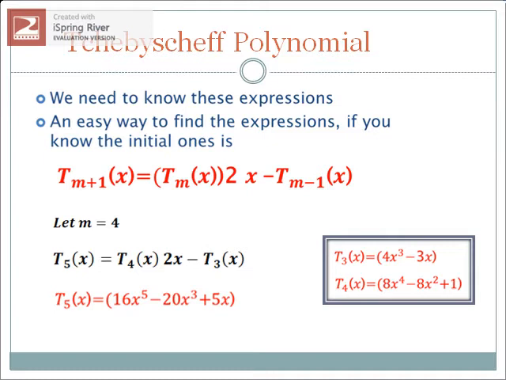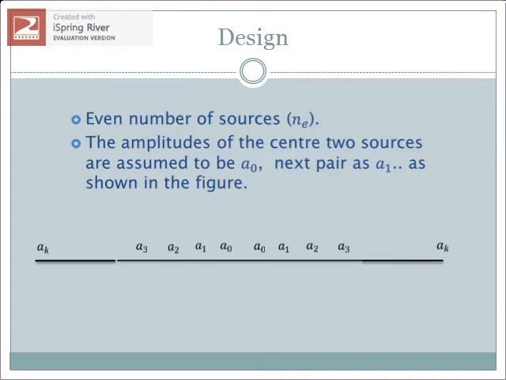Put m is equal to 4. If m is equal to 4, you can find T5 of x, and the expression is that T5 of x is equal to T4 of x into 2x minus T3 of x. But you must know what is T4 of x and T3 of x. So substitute that expression here. You will get T5 of x is equal to 16x raised to 5 minus 20x cube plus 5x. Let's check it. Then we move to the design.